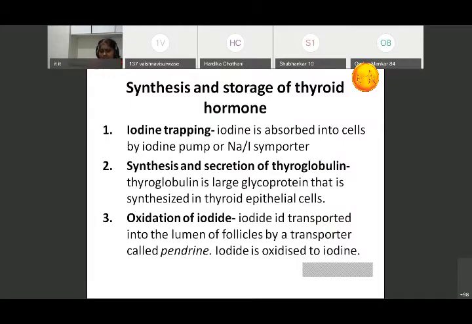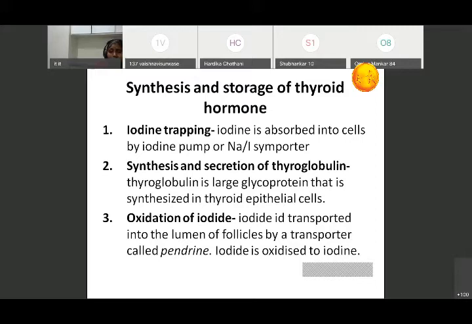Now remember that this is very important: the synthesis of thyroid hormone. This is very, very important, because a short note may be asked on this, and the stress is specifically given on this. Thyroid hormone is chemically an amino acid derivative. For synthesis of thyroid hormone, the amino acid tyrosine is very important. If tyrosine is not there, there is no synthesis of the thyroid hormone.